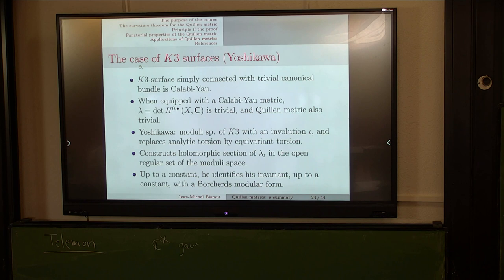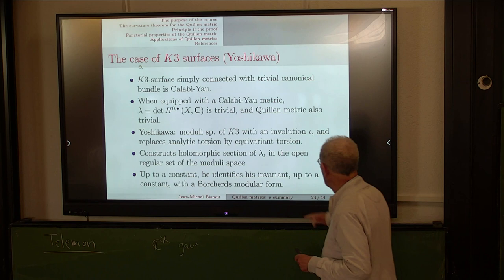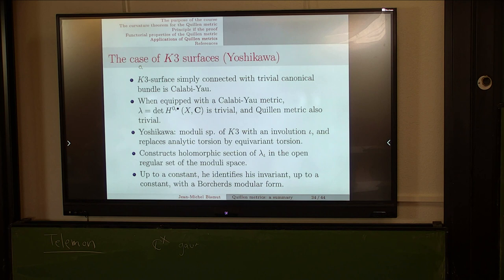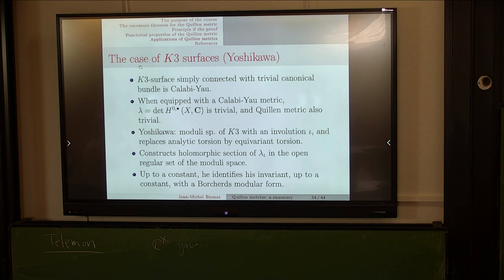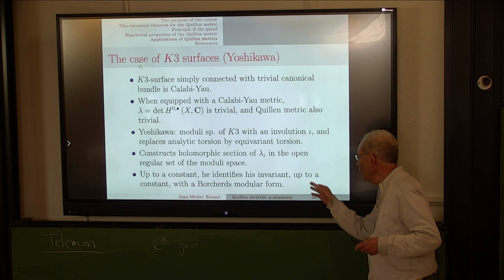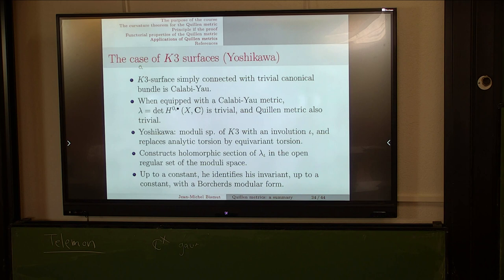There would actually be several candidates. In the case of elliptic curves, basically the line bundle that you look at, the dimension of its holomorphic sections is 1. In the case of this Yoshikawa moduli space, it's much bigger. So ultimately, you identify this section as being a Borcherds modular form, in particular by expanding analytic torsion at one very precise singular point on the boundary of the moduli space, and the expansion itself of Borcherds' modular form has itself a great interest.